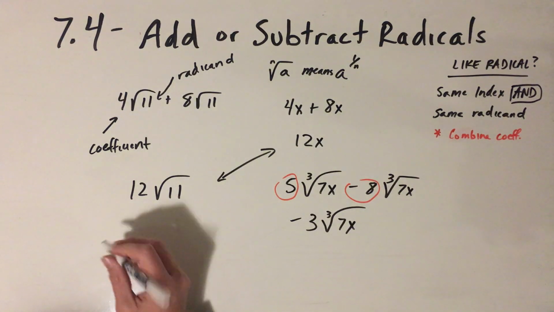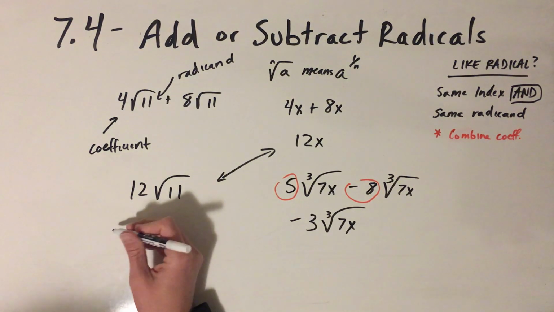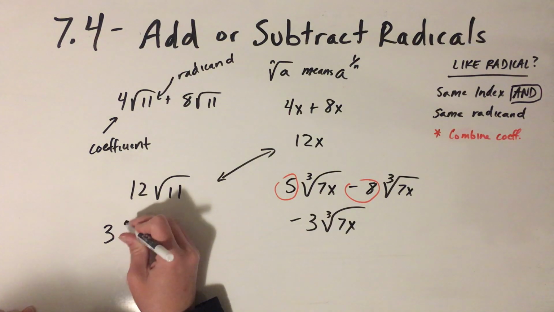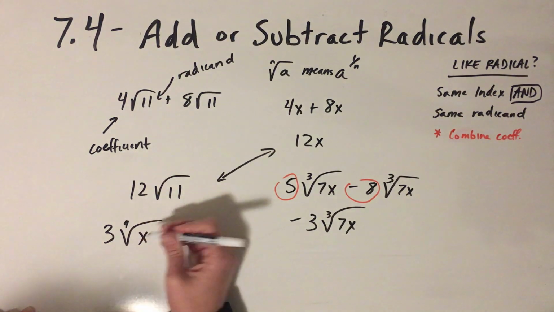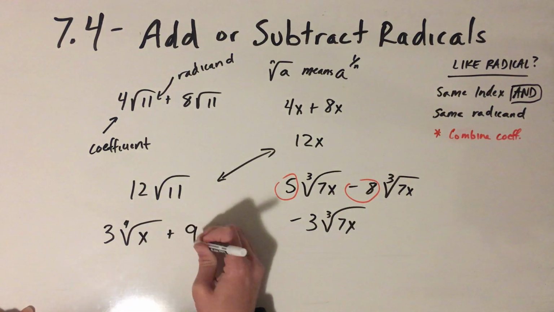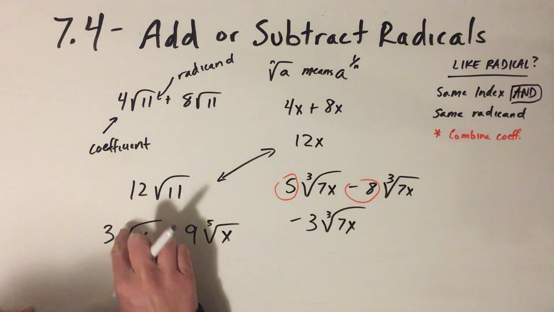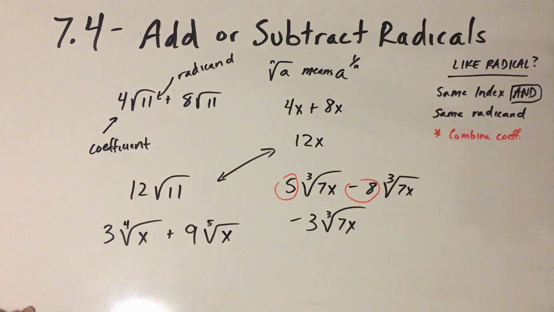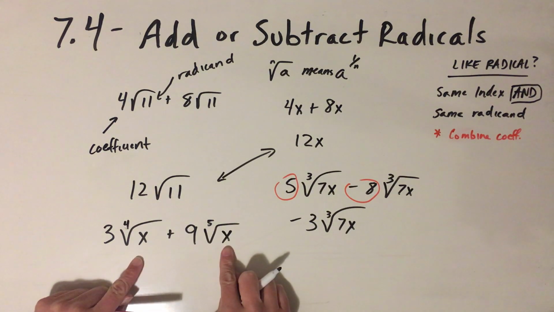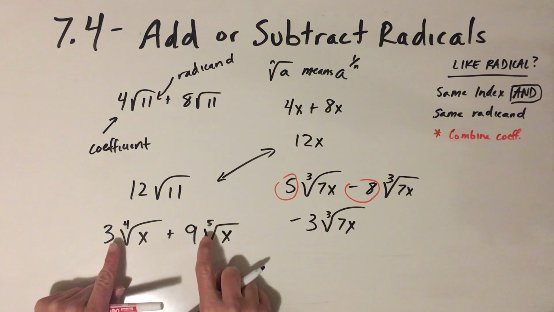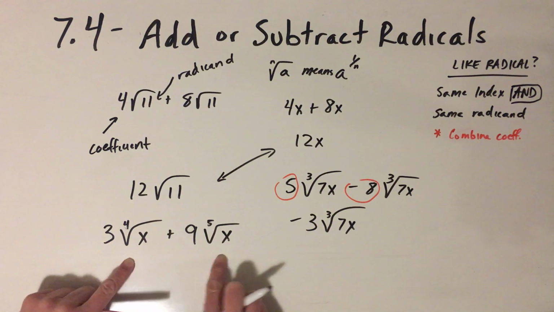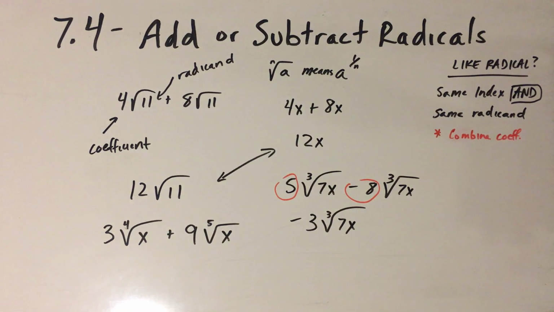Tell me, could we add together 3 4th roots of x plus 9 5th roots of x? So these have the same base or the same radicand, but they do not have the same index. So these are not like terms. You can't simplify that any further.